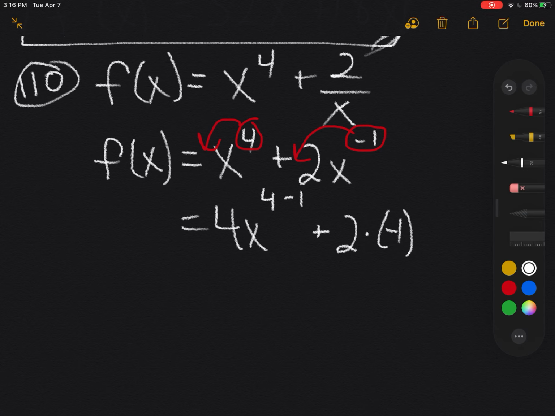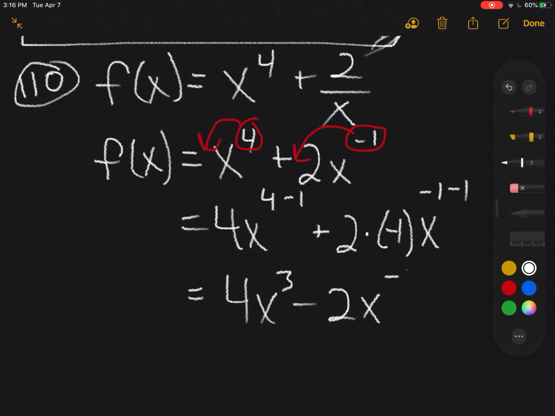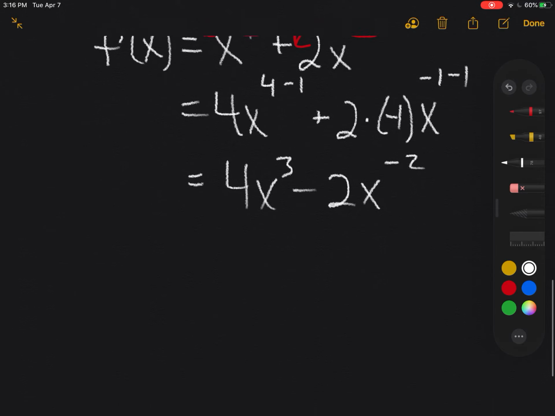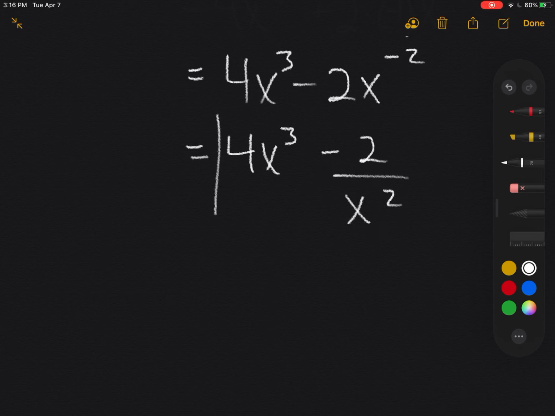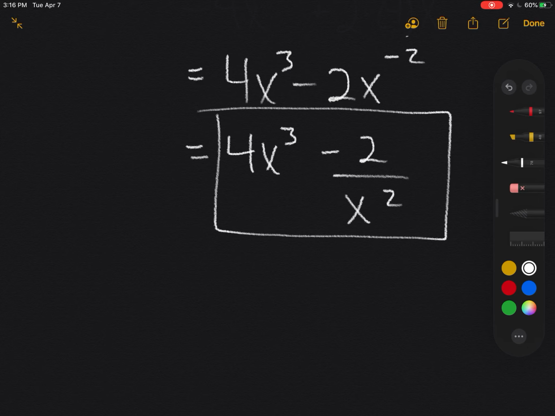So this is going to give me 4x to the 4 minus 1 plus 2 times negative 1, x to the negative 1 minus 1. So we get 4x to the third minus 2x to the negative 2. And I can change that notation into saying 4x cubed minus 2 divided by x squared. That'd be my final answer.